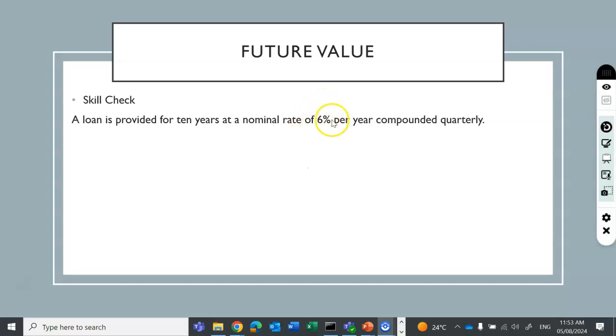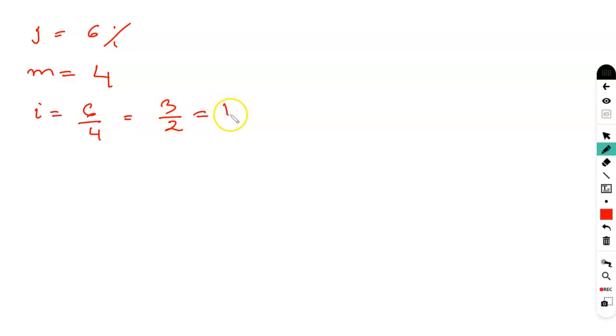So here, 10 years at a nominal rate of 6%. So your J is 6% and your compounding period is quarterly. So we can write J is 6% and M is 4, quarterly. Therefore I is 6 over 4, which is 3 over 2, which is 1.5%. So your periodic rate of interest is 1.5%.